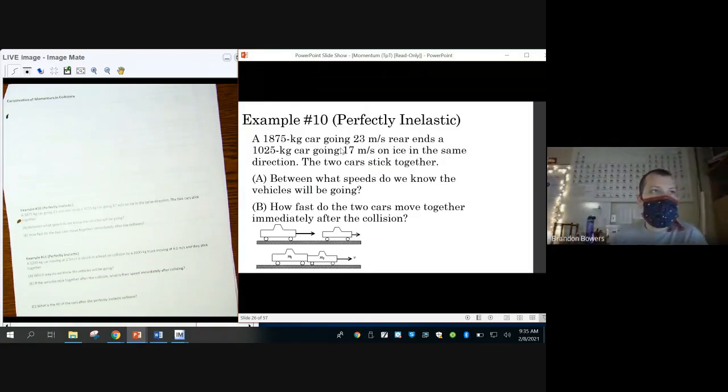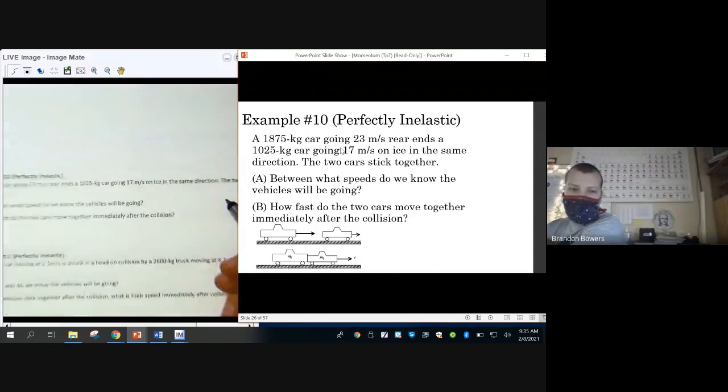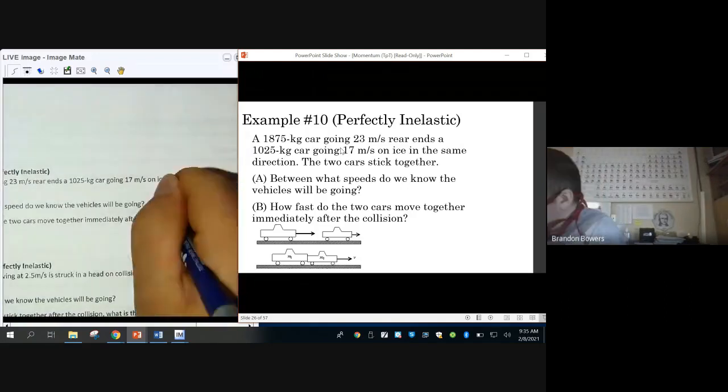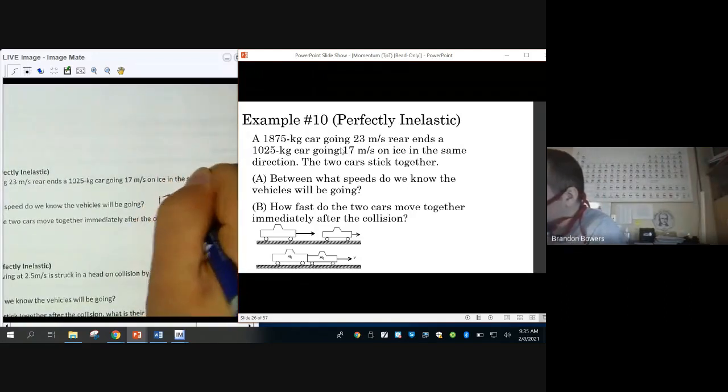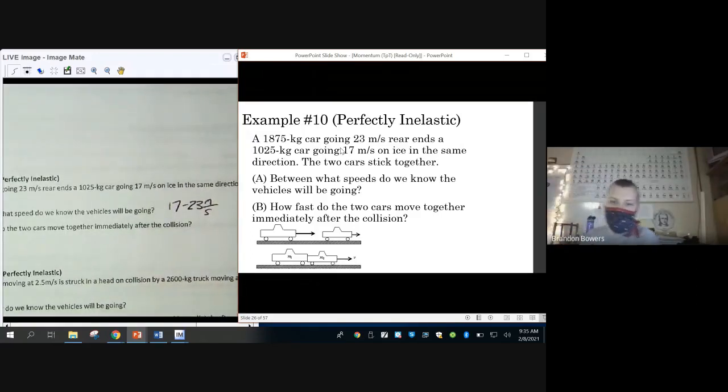17 to 23. Right? We know that. They're perfectly inelastic. We know they're just going to be going 17 to 23 meters per second. Now, B says, how fast do the two cars move together immediately after the collision? Okay, this is a little more complex.